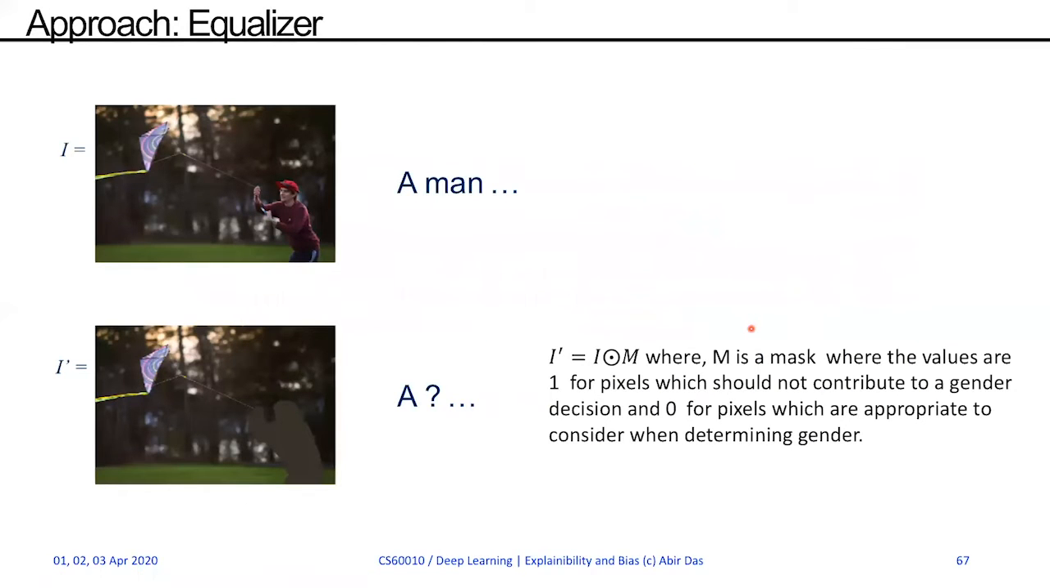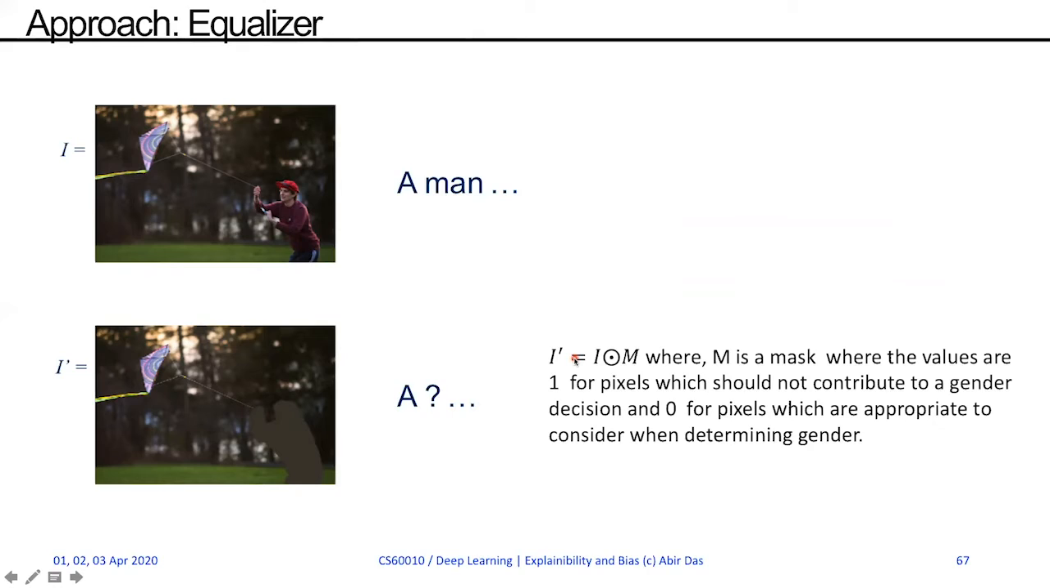Now, this is the overview of the approach. The idea behind the equalizer model is very simple. We have this original image I. When you use the original image, the generated word here, man, should be predicted. Then a new version of the image, I prime, is generated where the person in the image is masked out. See, if you can see it well there, this person is masked out.